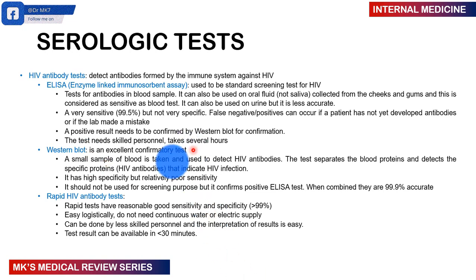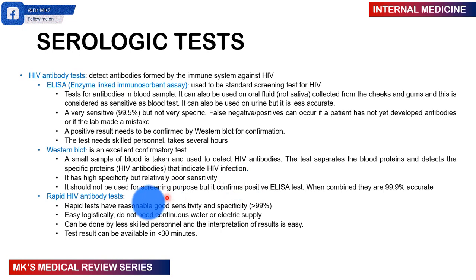Now, this is just different ways in which the tests are carried out. If you want to learn a whole lot about this, just visit a lab, then you see how it's actually done. Then, of course, it should not be used for screening because it's used to confirm a positive ELISA. And when you're combining the ELISA test and a Western blot, then this is going to be 99.9% accurate. These are lab tests. They require skilled personnel. They're quite expensive to actually carry out.